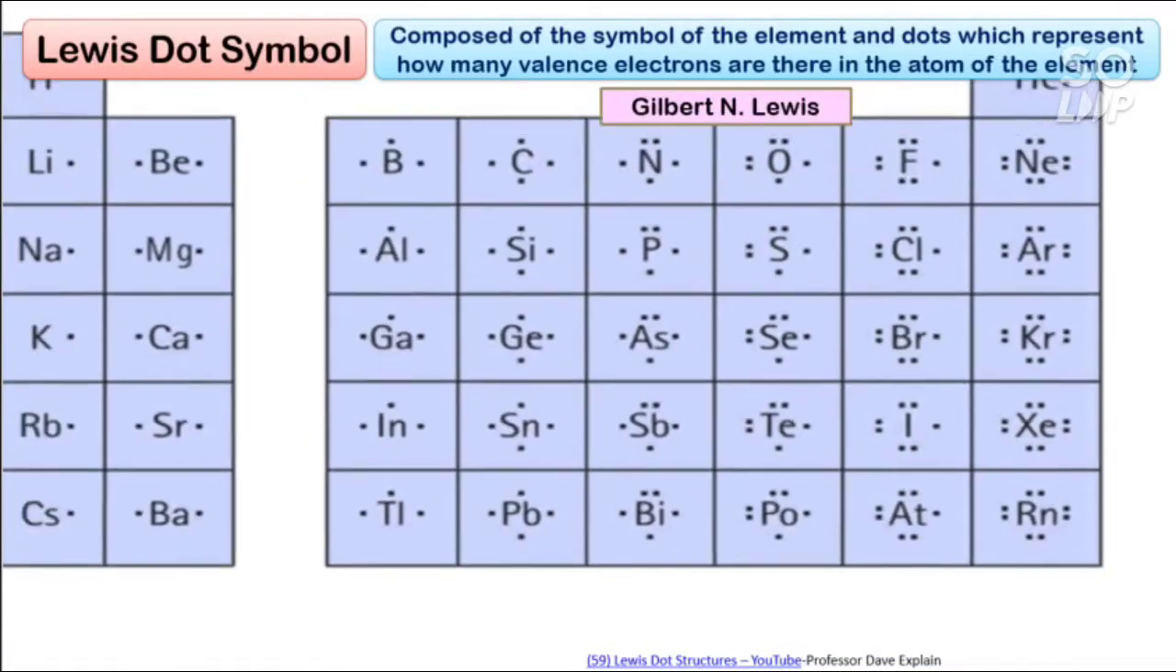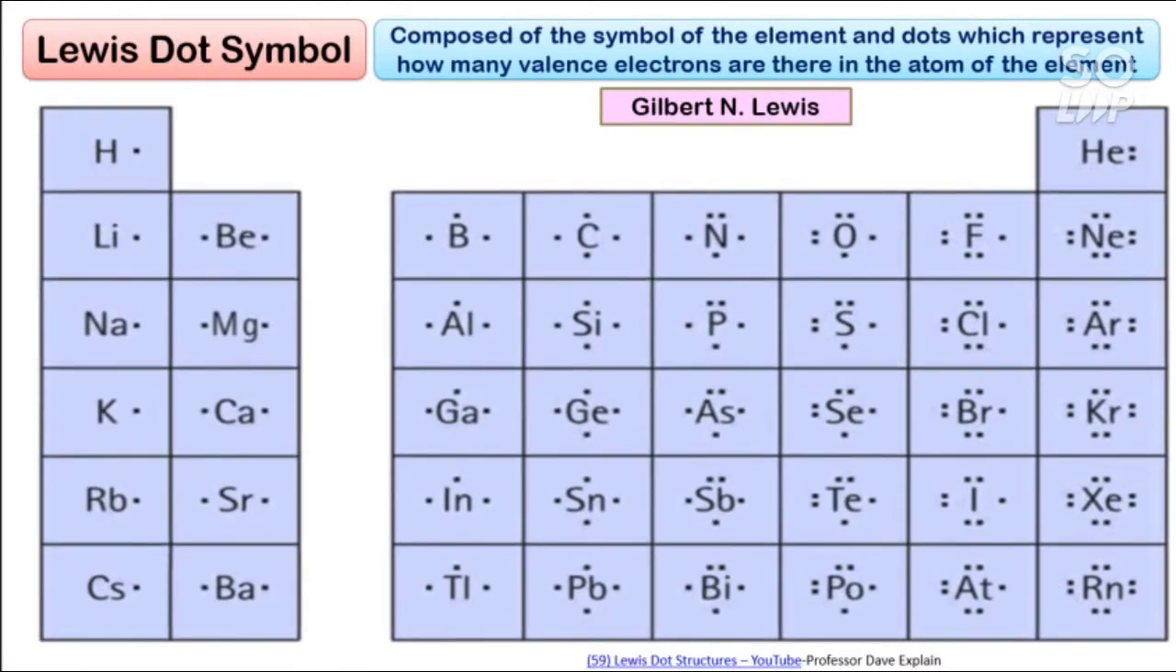So this diagram presents the Lewis dot symbol of some elements in the periodic table, which will be helpful for you as you answer your exercises later. So take a look at this diagram. What have you observed? Looking at the hydrogen, lithium, sodium, potassium, rubidium, cesium, as you observe, they all have one dot, while the beryllium, magnesium, calcium, strontium, barium all have two dots.